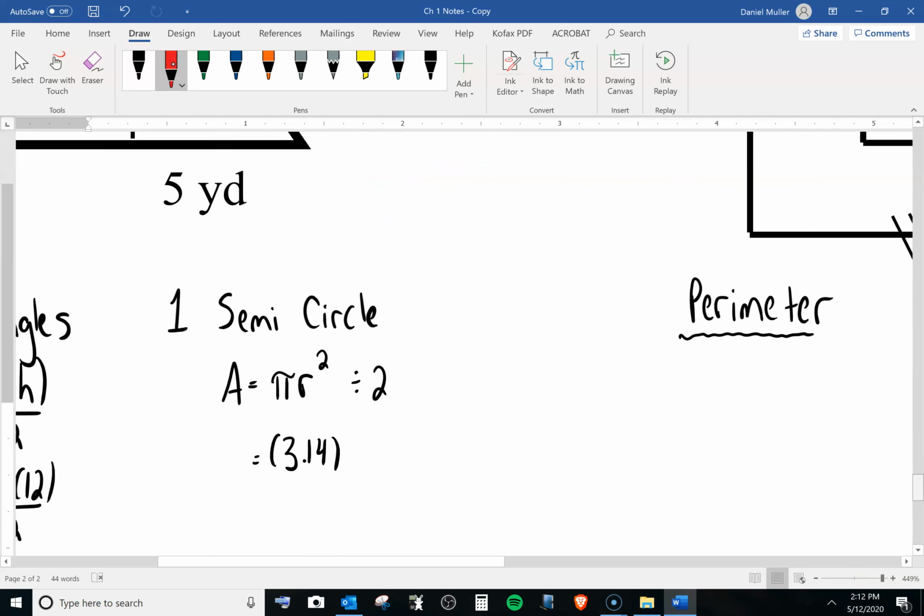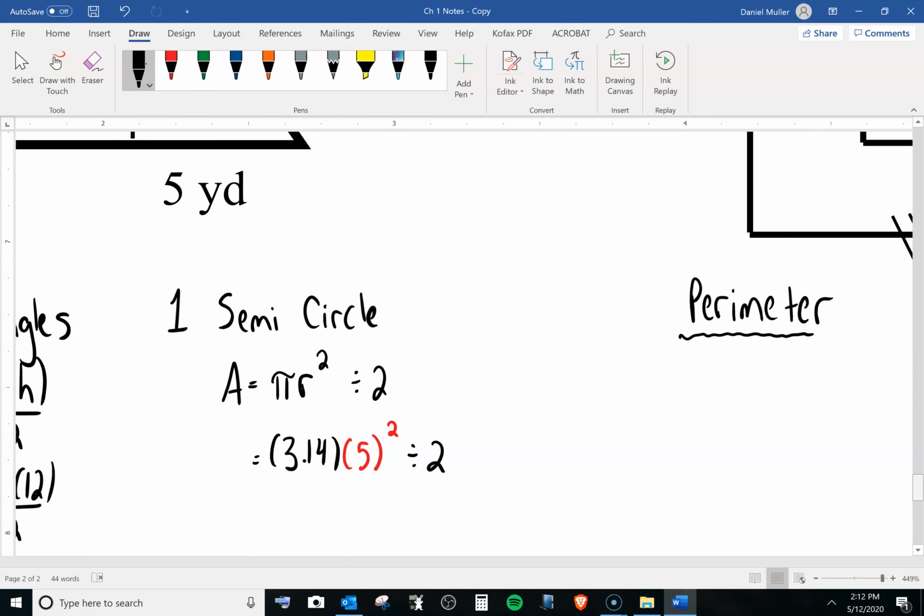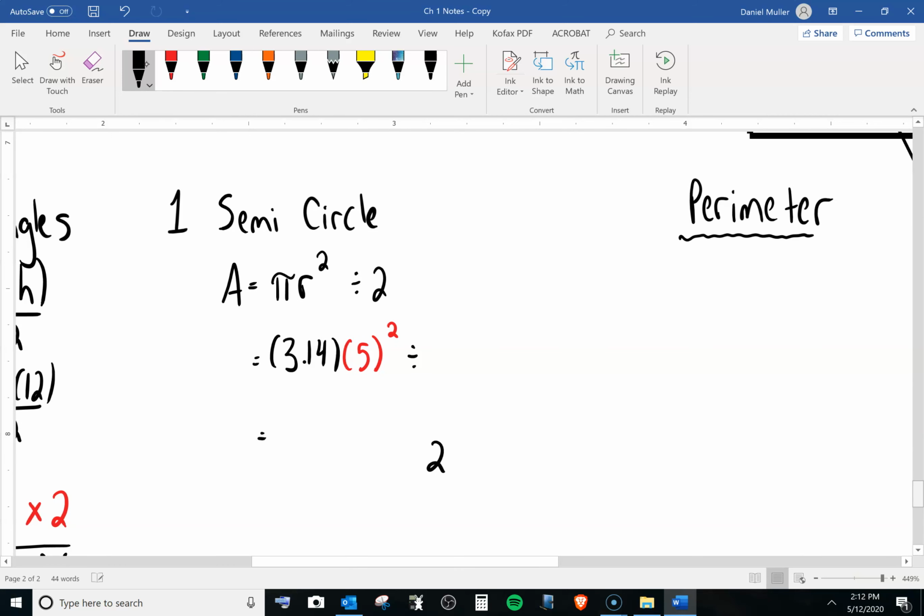So 5 squared. And then take that and divide it by 2. So this is 3.14, and 5 times 5 is 25, and then divided by 2.